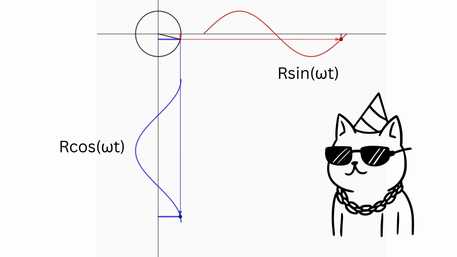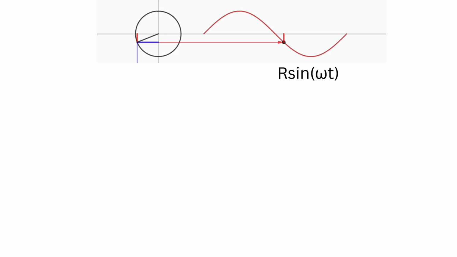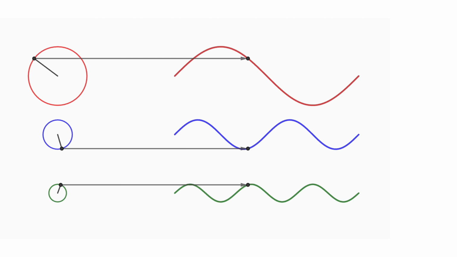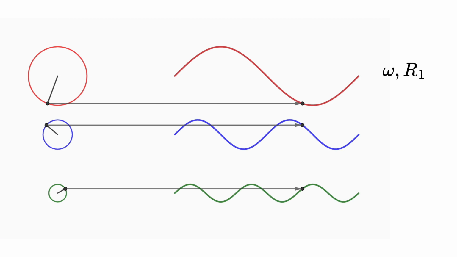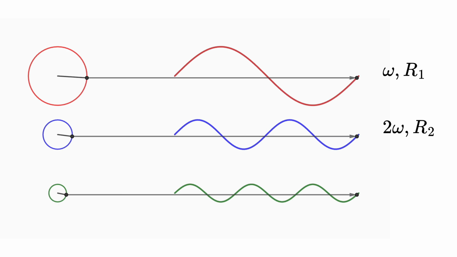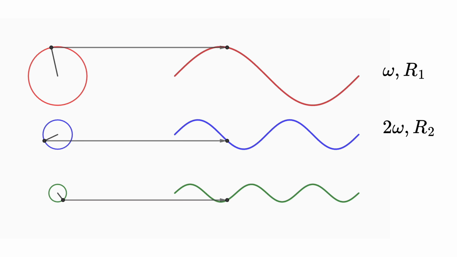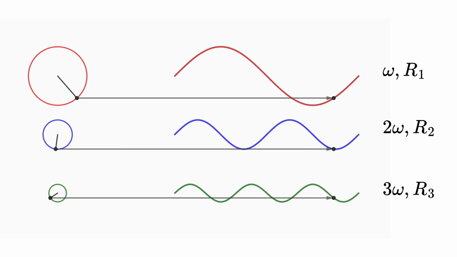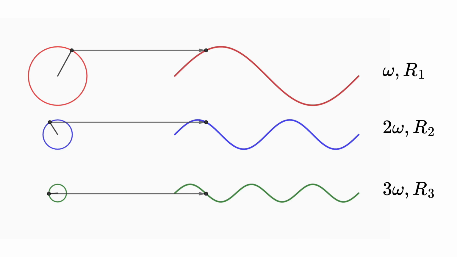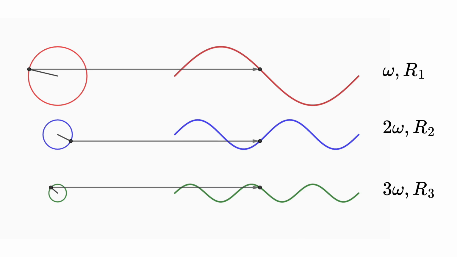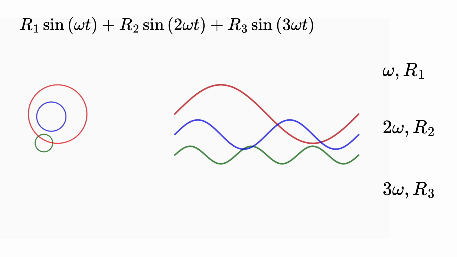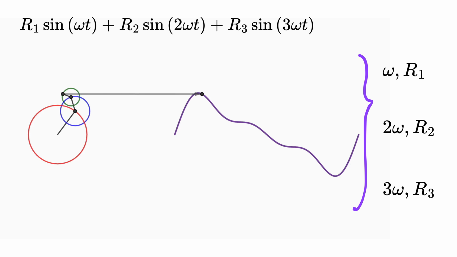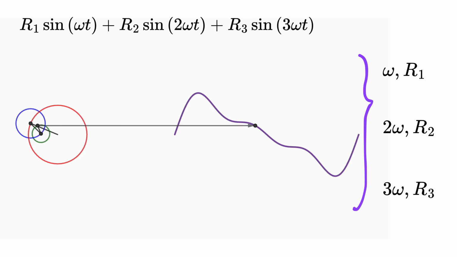Now we will do something interesting. Consider only the vertical motion or sin omega t for now. Take 3 such graphs having different frequencies and amplitudes. Omega with amplitude r1, then 2 omega with amplitude r2, which means this one has twice the frequency as compared to the first one, and 3 omega, or thrice the frequency as compared to the first one, with amplitude r3. Then simply add them together, and you will get this amazing graph. Look at how this graph is just the combined motion of the y component of these 3 circular motions.